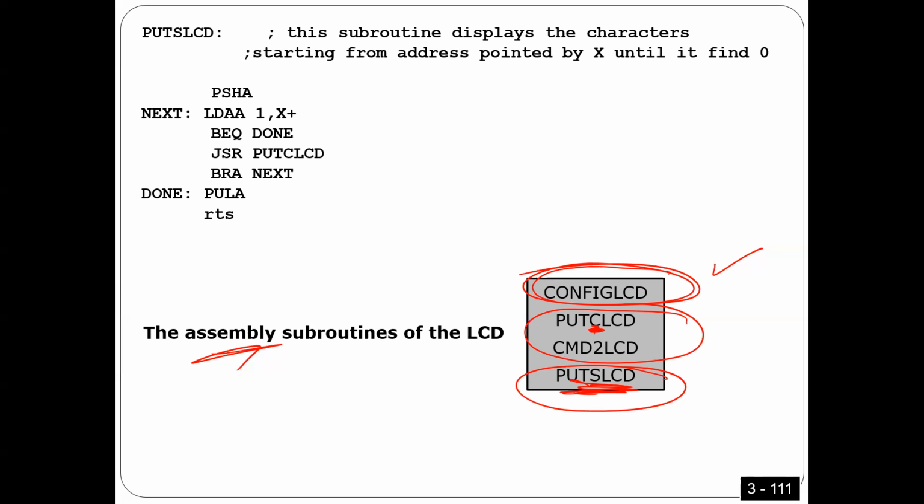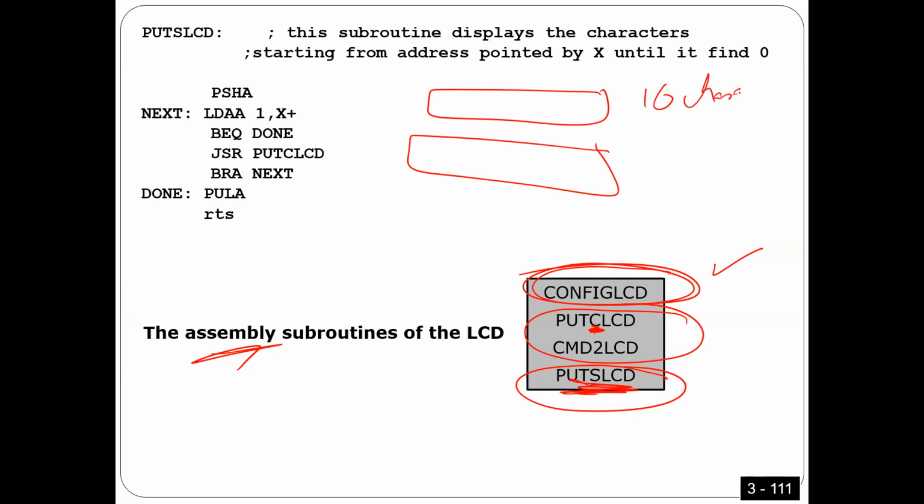Because we have 16 in every line, it shouldn't be more than 16. We have 16 characters. This is if you want to use the basic use of the LCD. If you want to do something like rotating, that's a different story. But you cannot display more than 16 characters in one line. Is that okay?